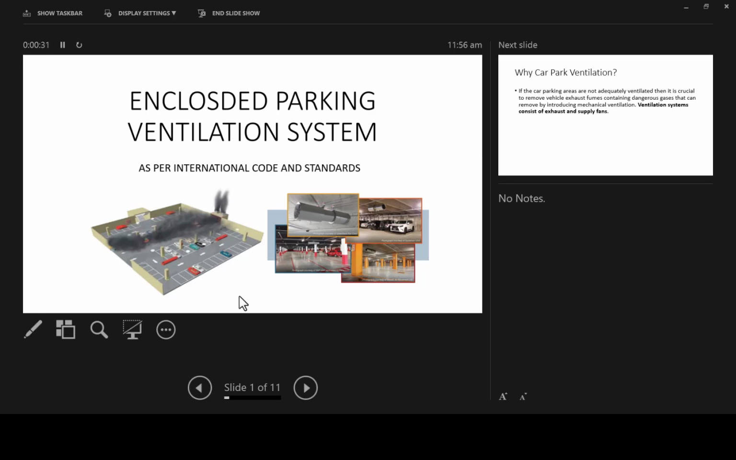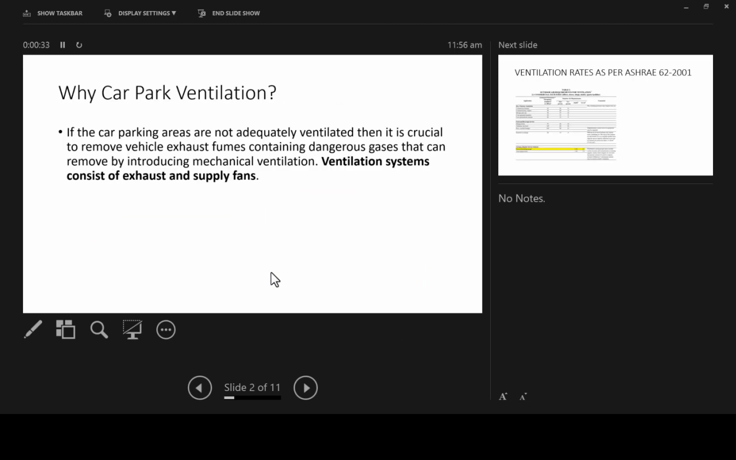Why do we need the car park ventilation system? Because we need to remove the fumes or the gases generated by the cars and other things, maybe a generator or something, in the basement or in the parking area. So we need to ventilate that with a proper supply air and exhaust air.